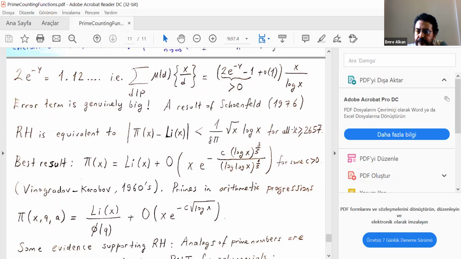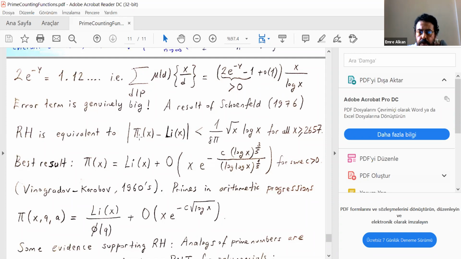And this statement holds for all x greater than or equal to, well, a weird number, 2,657. So there is a lot of numerical study behind this. It's tough to prove this, and that's the result of Schoenfeld. Very numerical, but nevertheless an important result. So it's equivalent to the millennium problem RH, okay?